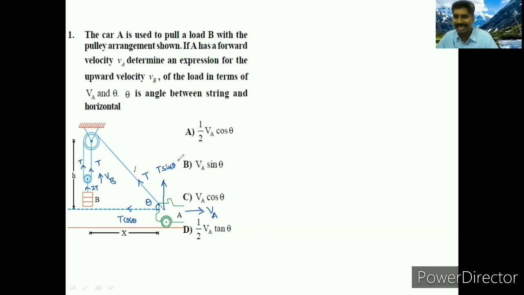Now according to the constraint of the string, we can write sigma T dot V is equal to 0. Here the tension T is going this side, opposite to the horizontal component, so minus T cos theta VA, plus 2T is going upward with velocity VB. So 2T VB is equal to 0, we can write.